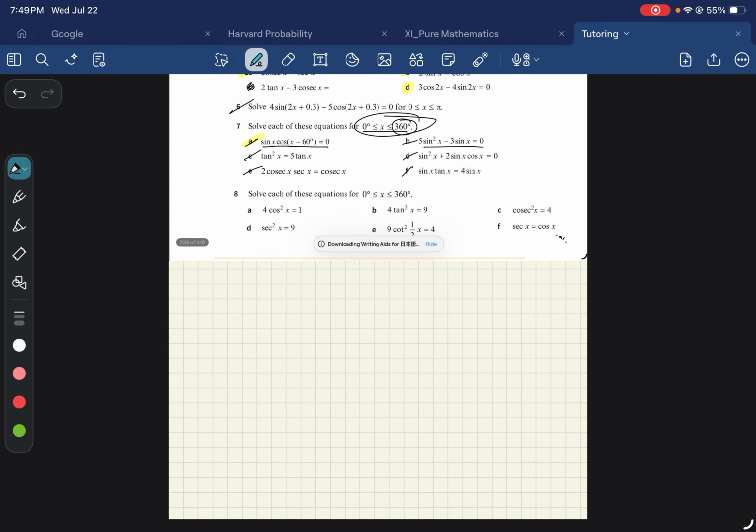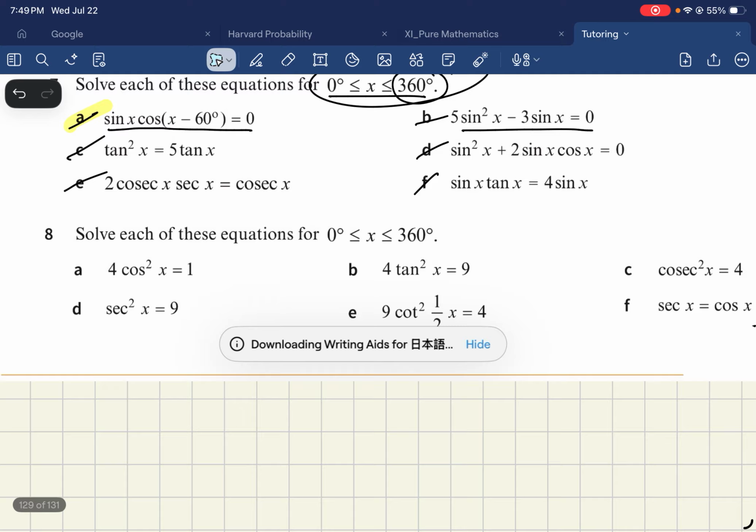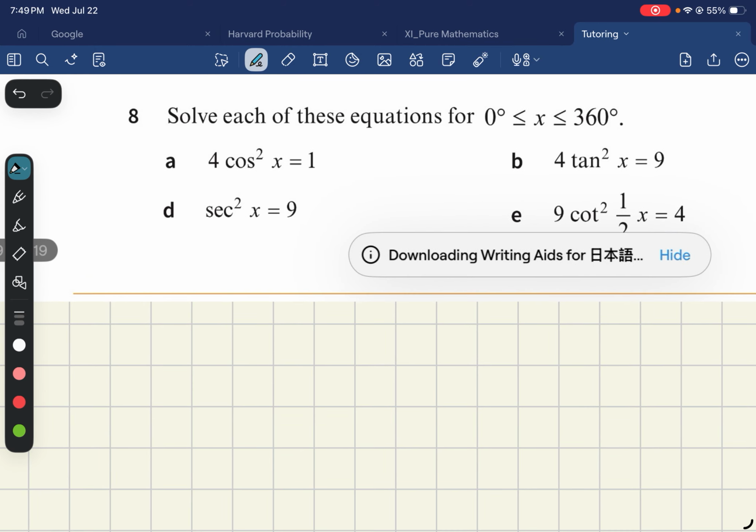Now question 8, I'm not going to go through all of them, maybe as much as possible, and hopefully quickly. So we have 4 cos squared x is equal to 1.